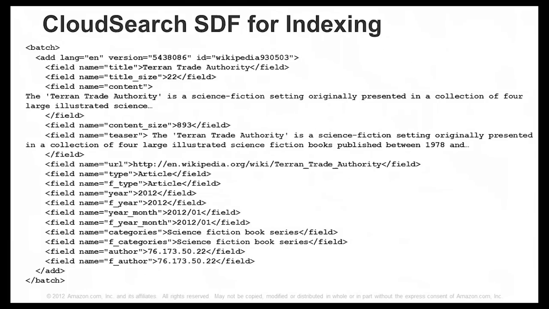Here's an example of the CloudSearch SDF. CloudSearch SDF is just this XML record which represents a batch of transactions. And you can have both add and delete transactions. So you see the add transaction there with the version number and the ID and the list of all the fields that were submitted along with the document. And you can see where some of the fields like year and month have been carefully processed ahead of time, as well as the teaser and some other content. Oh, and you see the title size and the content size. Those are some other statistics that we compute as we go along.